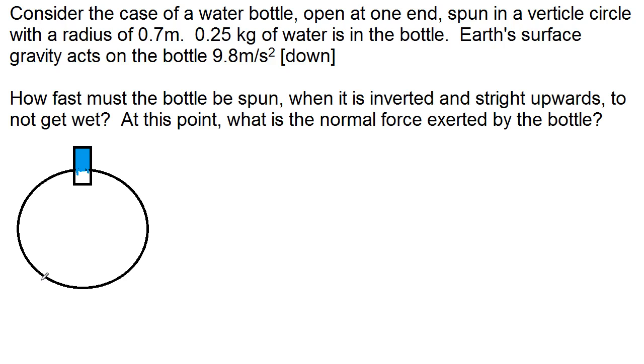You're given the radius of the vertical circle, the mass of the water, and you're told that gravity is always pulling down on the bottle and on the water in the bottle. What you're asked for is how fast do you have to spin this when it's right above you, so inverted so the water is ready to fall out, to not get wet. At this point, you can also figure out the normal force that must be exerted by the bottle when you're right above it. Now, this is a case in which we are trying to maintain uniform circular motion.